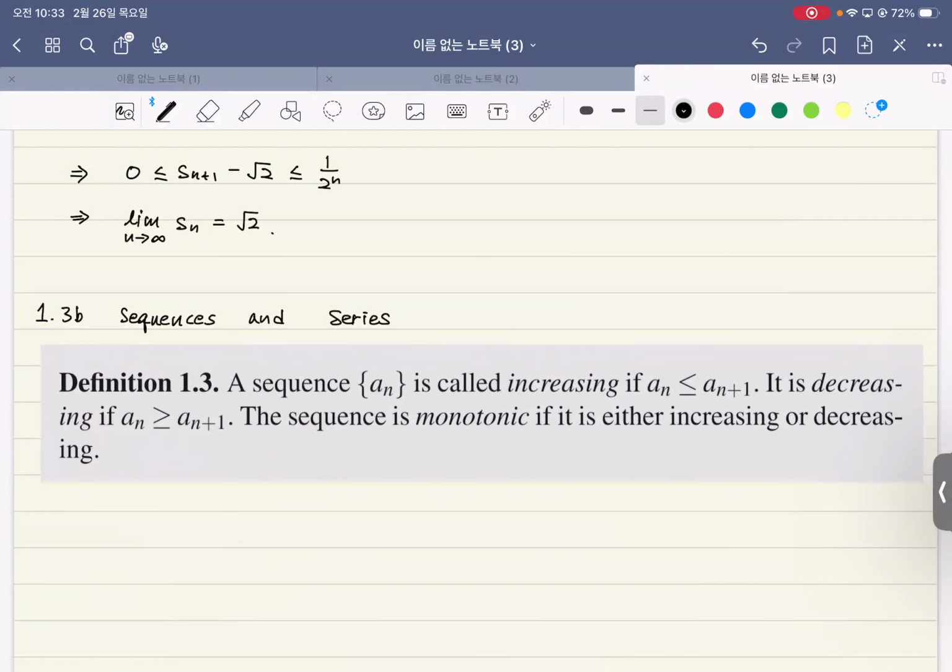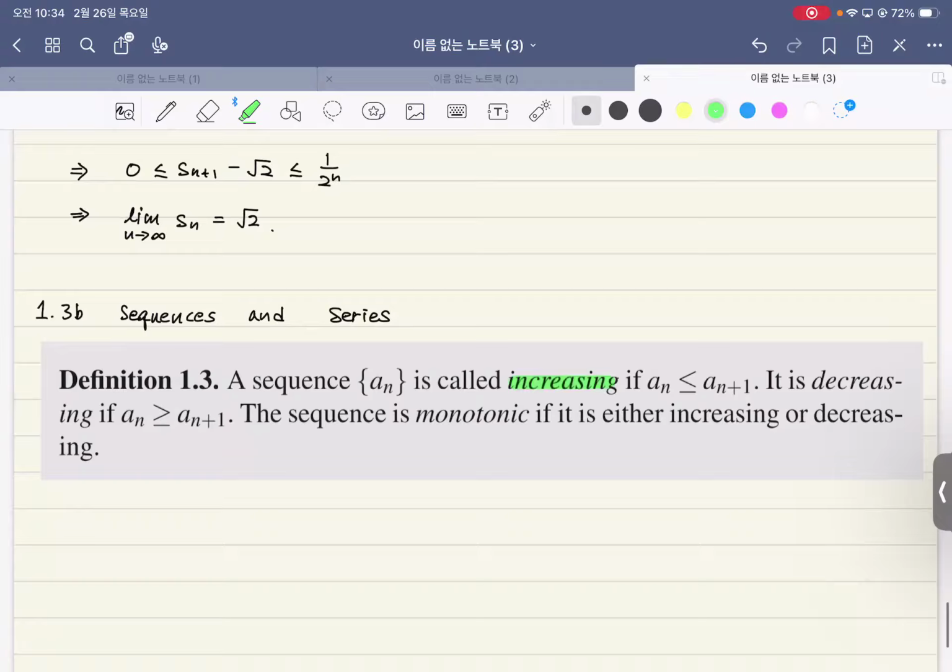A sequence is called increasing if a_n is always less than or equal to a_{n+1}. So the sequence is getting bigger and bigger. And decreasing if a_n is greater than or equal to a_{n+1}. And a sequence is monotone if it is either increasing or decreasing. Yeah, they are just terminologies. Good. Increasing, decreasing, and monotone sequences.